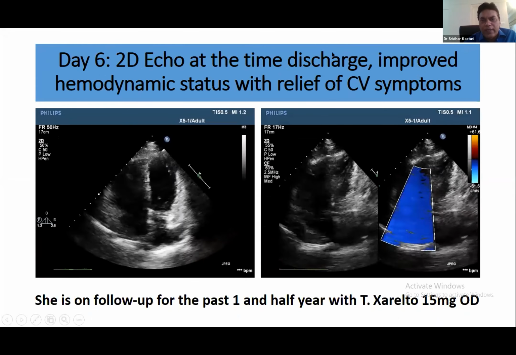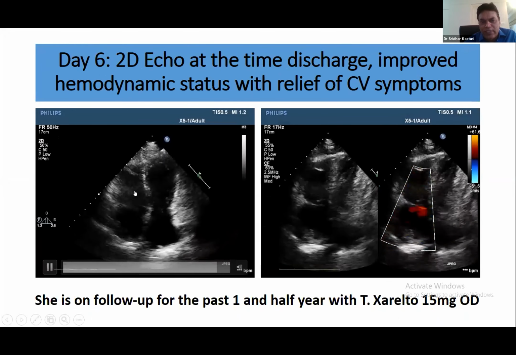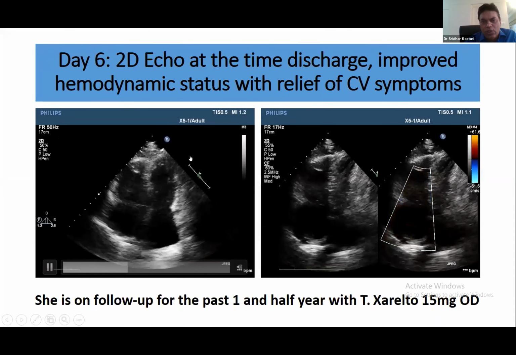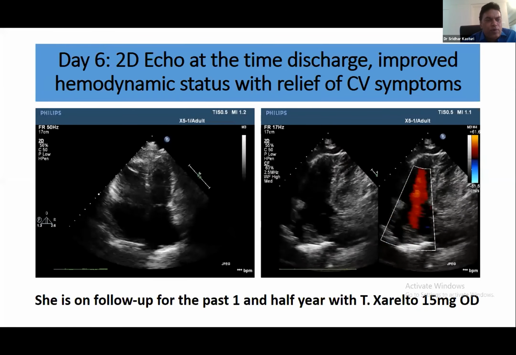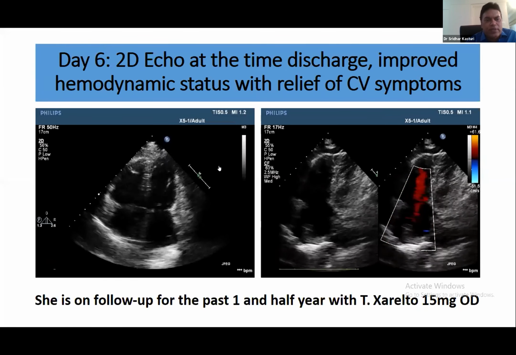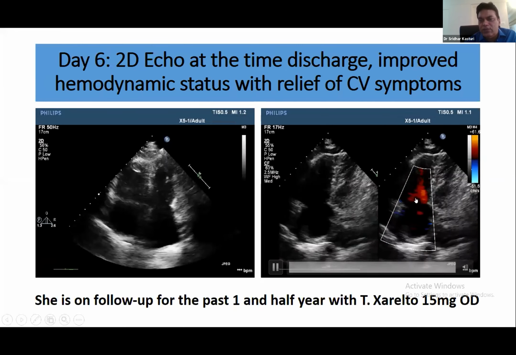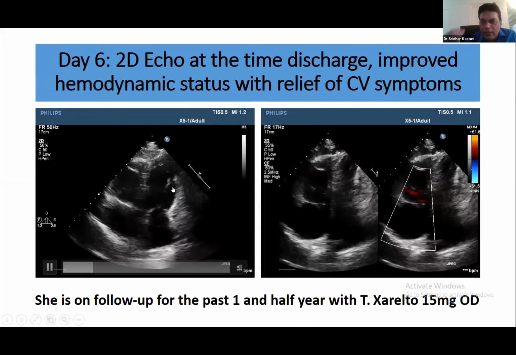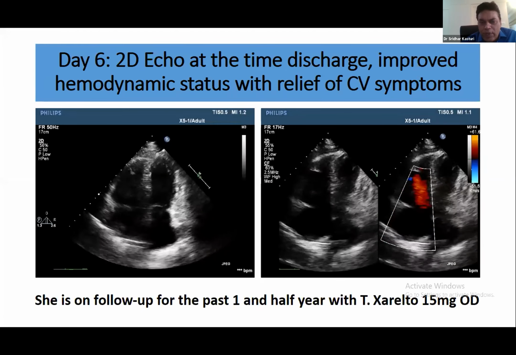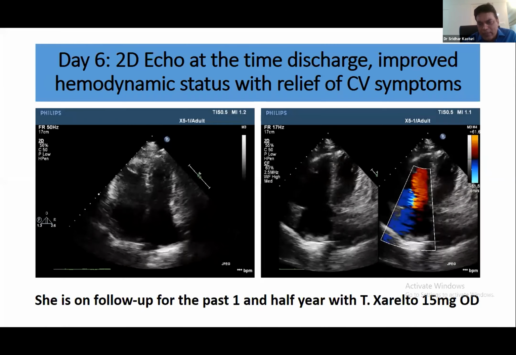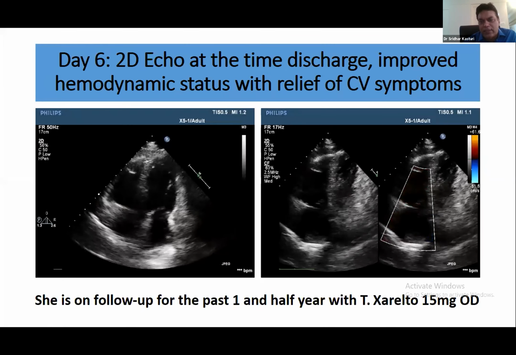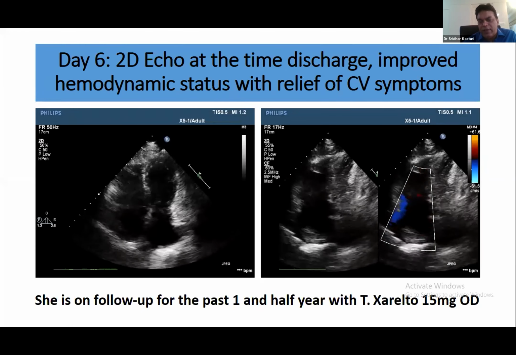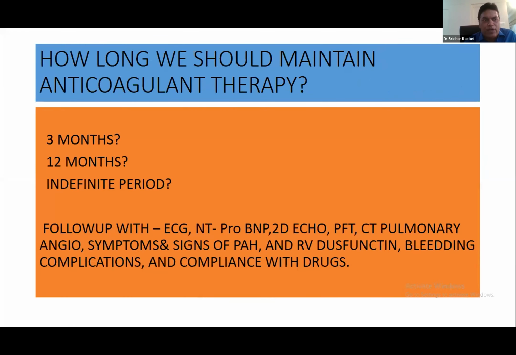And today at the time of discharge, compared to that one, you see right ventricle significantly improved. Previous echo showed a significantly improved RV function. RV size also decreased and the TR jet also significantly reduced. So the thrombolysis definitely plays a big role. Either give systemic or you can give through mechanical aspiration plus catheter thrombolysis you can try. And she's on follow-up for the past 1.5 years and she's on rivaroxaban 15 milligram.